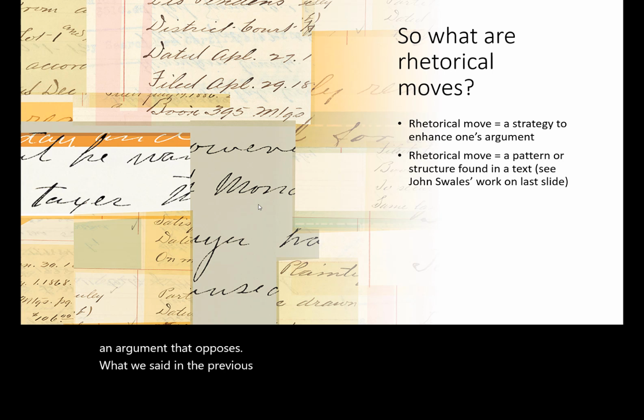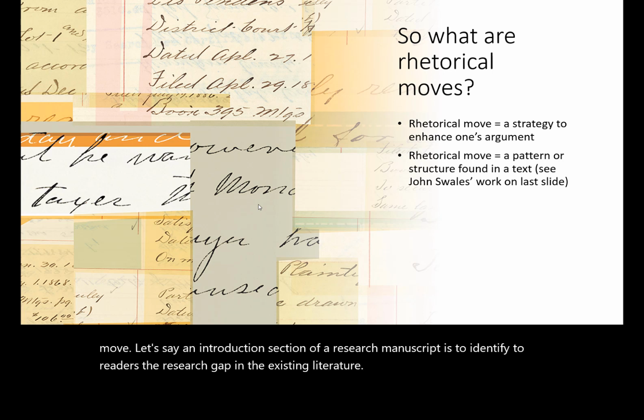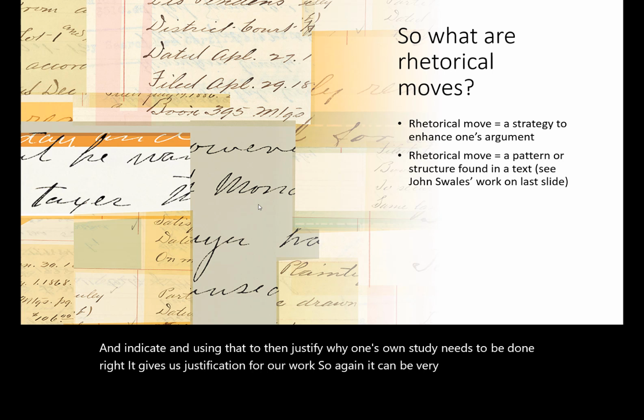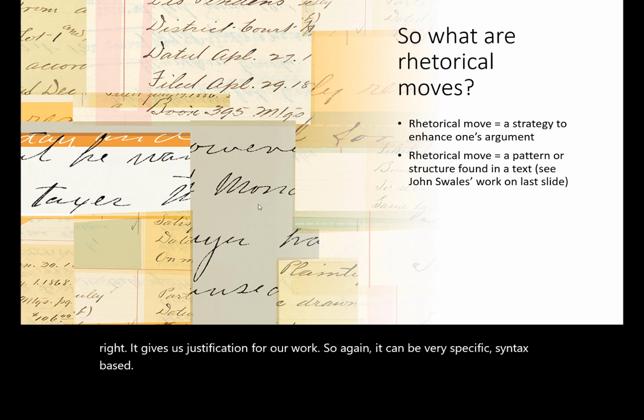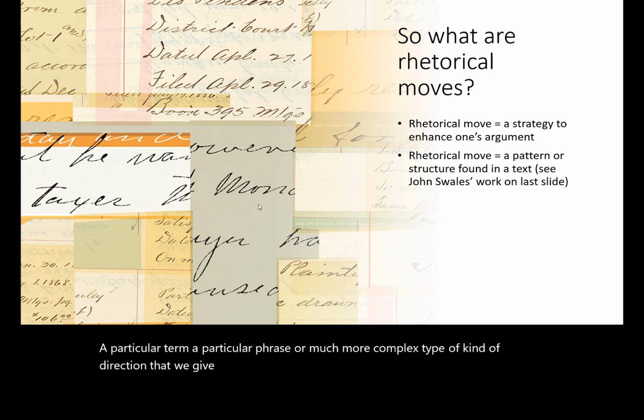It could be a phrase like "however," to introduce an argument that opposes what we stated in the previous sentence. It could be as complex as a common rhetorical move, let's say in an introduction section of a research manuscript, to identify to readers the research gap in the existing literature, and using that to then justify why one's own study needs to be done, right? It gives us justification for our work. So again, it can be very specific, syntax-based, a particular term, a particular phrase, or much more complex type of direction that we give our text, that we give our argument.